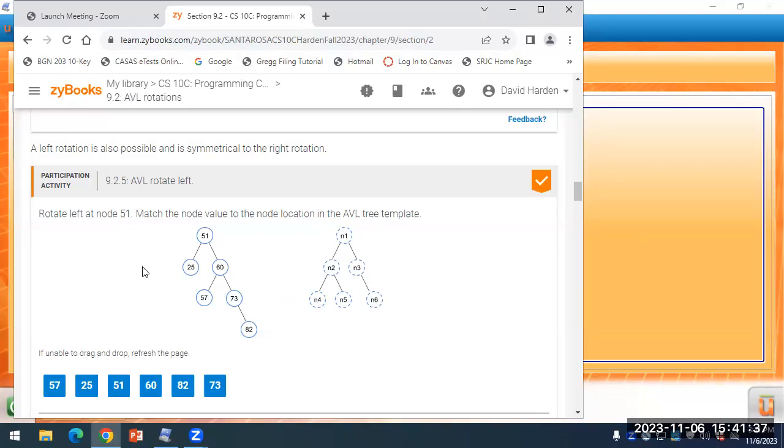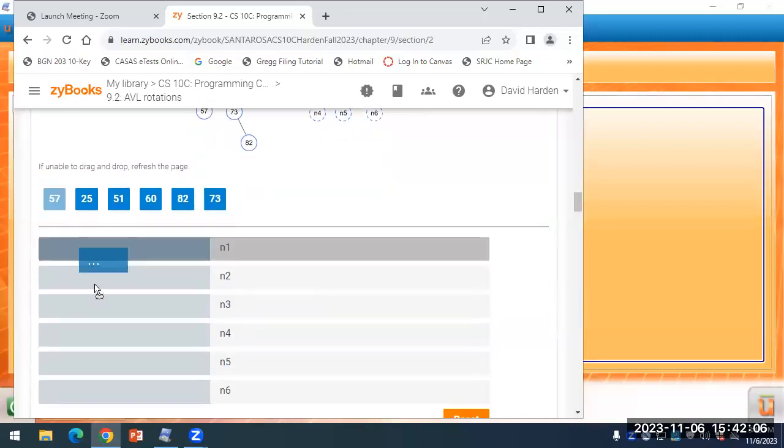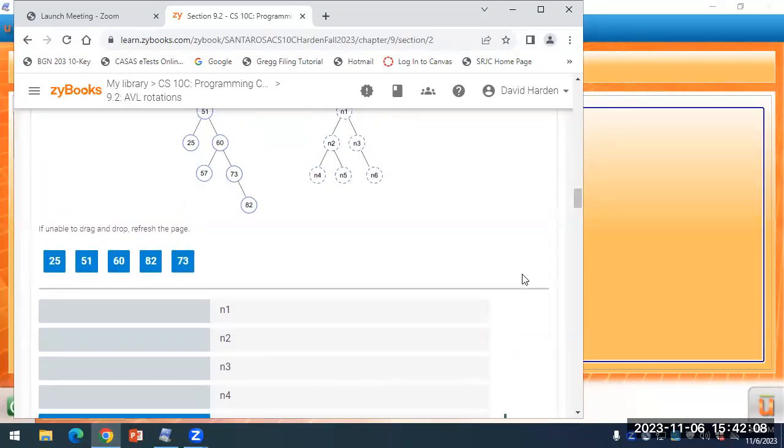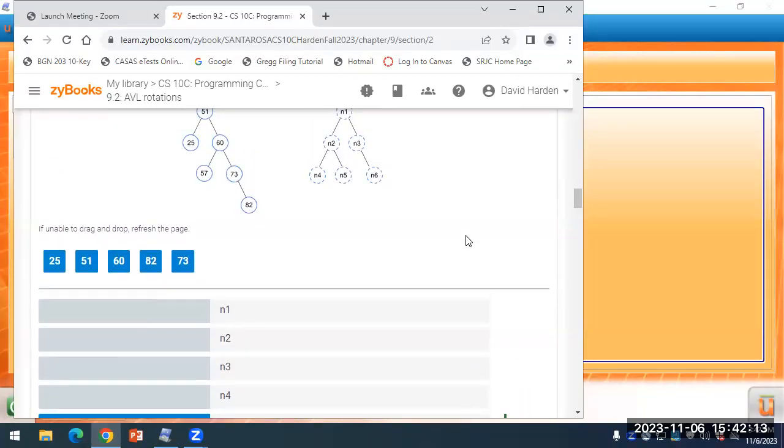Okay, we're going to rotate left at the 51. So we're picking up the 60. So the 60 is going to go up here. 51 is going to be the left child. 73 is going to be the right child. And this 57 is going to become the 51's right child, right? So the 57 is going to be at the 51's right child. Oh, yeah, okay, right.